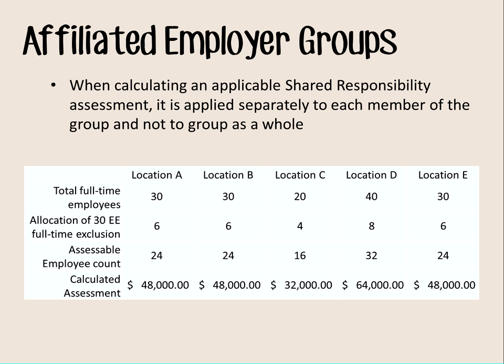Now, in an affiliated employer group, that 30 employee exclusion is distributed proportionally between each member employer. So you'll see here in that second row, we have the allocation of those 30 employees that are excluded, which brings us to our assessable employee count for each location, and the calculated assessment for each location based off of the $2,000 per year per full-time employee.